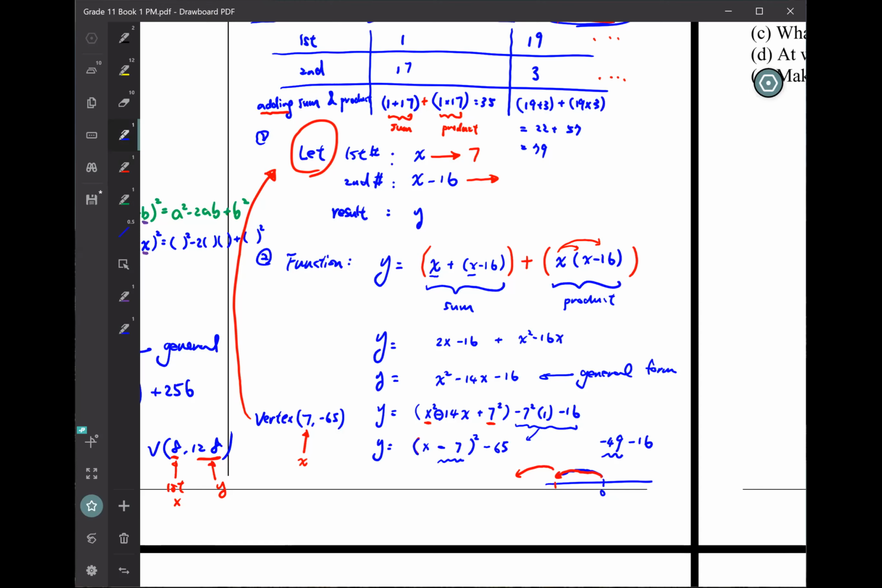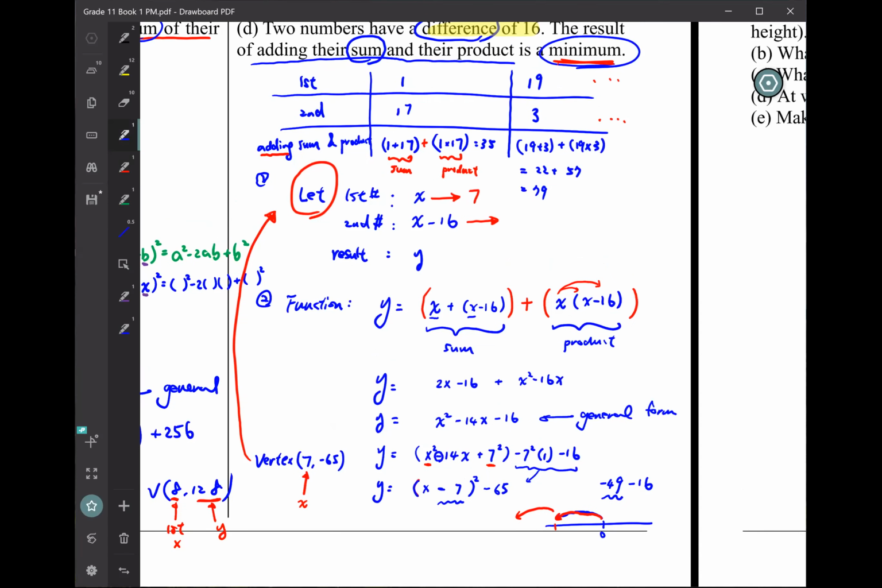What will be the second number if the first number is 7? The next number would be 7 minus 16. Yeah, very good. And what would that be? Negative 9. Very good. So we have 7 and negative 9.